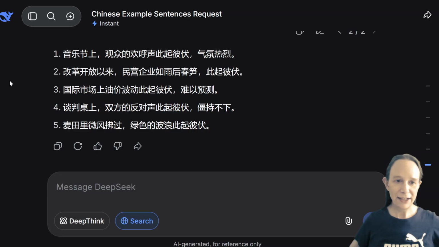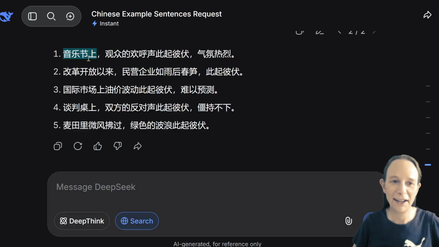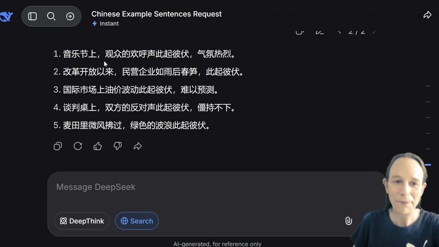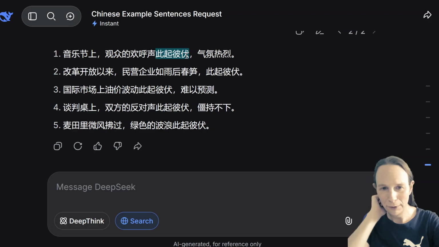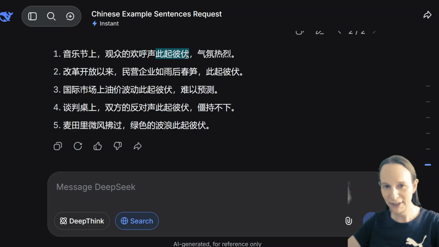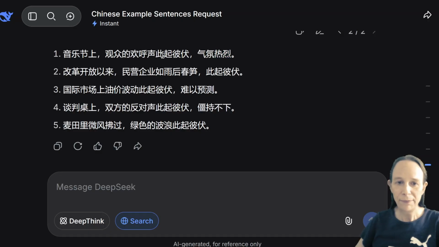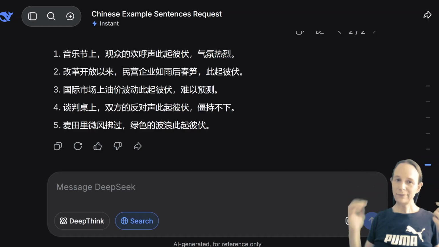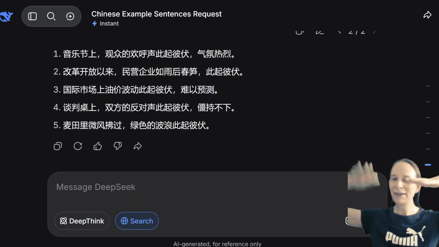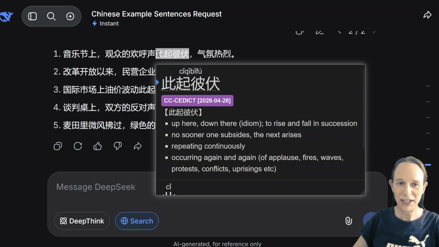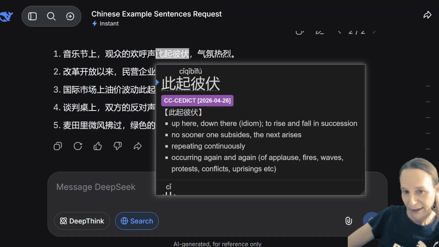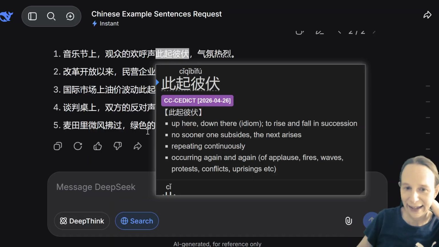Okay, 音乐节上 Music Festival. 观众的欢呼声 Okay, 此起彼伏, 气氛热烈. Alright, so it's because when it goes down in one spot, it goes up in the other. Kind of there's a continuum of cheering at the music festival. Something like this. Yeah, repeating continuously.